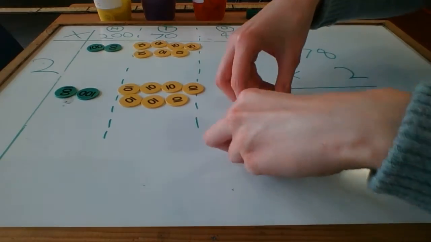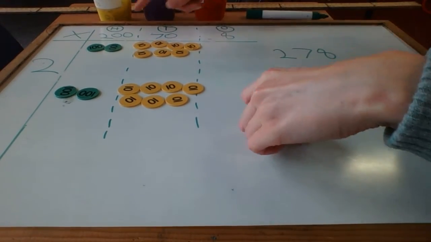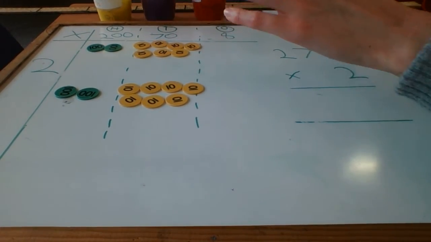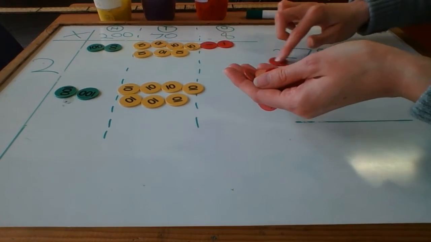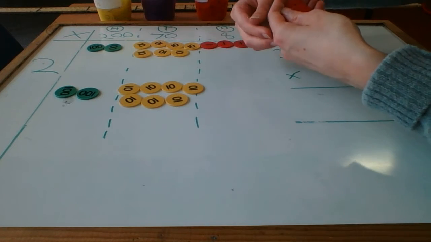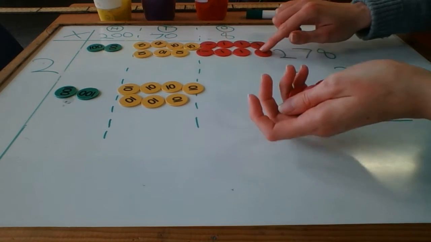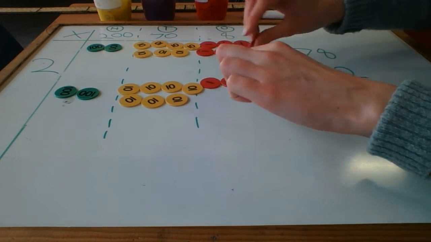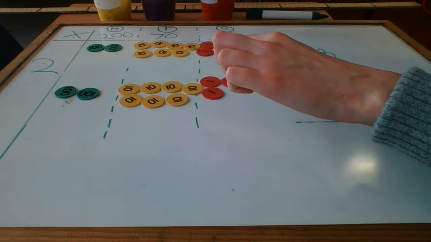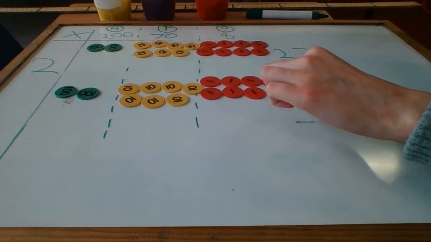There we go. And then I need 8 ones to finish off 278. So 1, 2, 3, 4, 5, 6, 7, 8. There we go. And another set of 8. 1, 2, 3, 4, 5, 6, 7, 8. There we go.